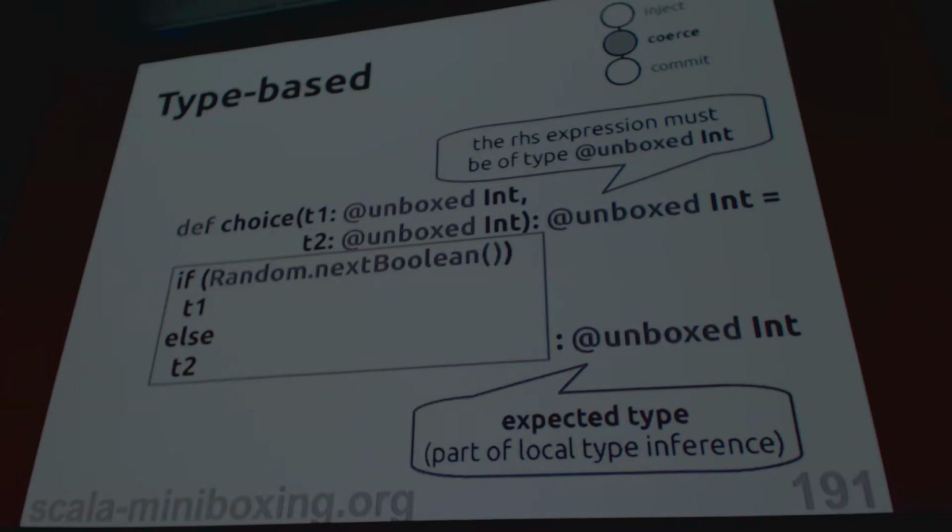And this is part of local type inference, which is much more complicated than just the expected type. Local type inference is the feature that allows you to write, for example, val x equals 3, and even very complex expressions without putting the type. It's the inferencer. But we just use the expected type for now. It's enough for our purpose. So we try to type check the if expression, knowing that it should return an unboxed int.